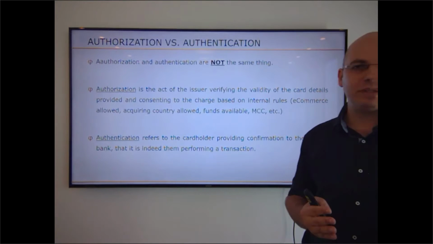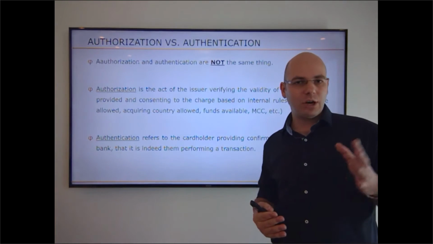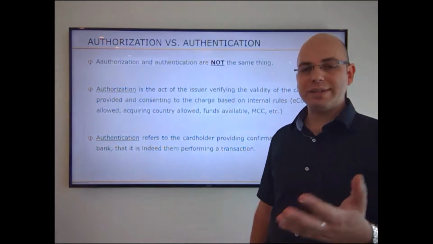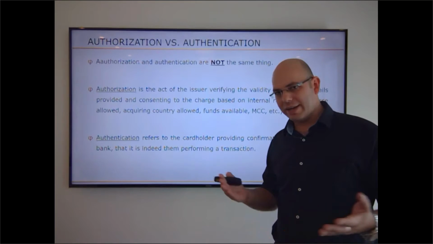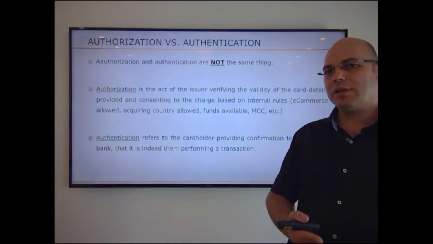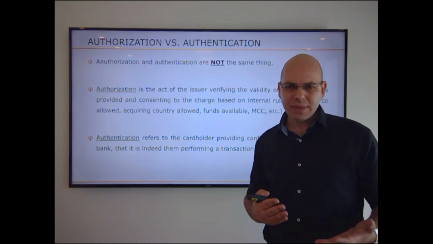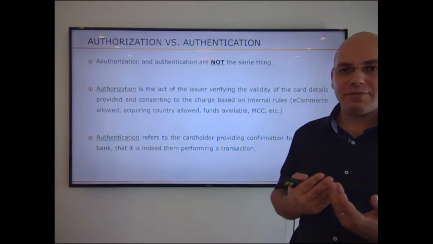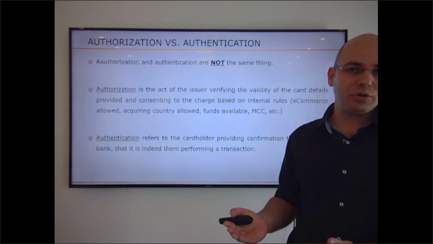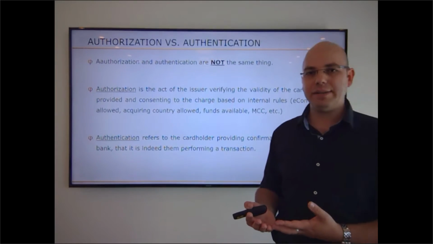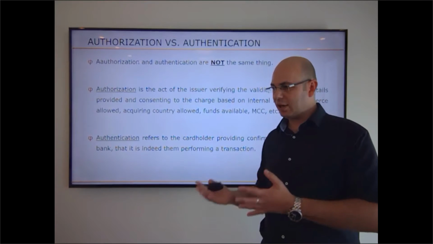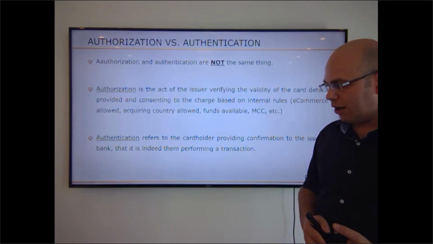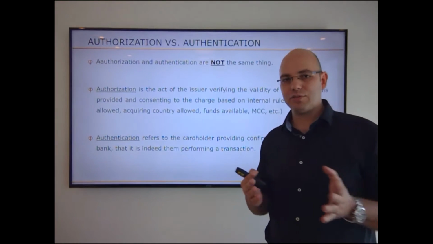So authorization basically refers to the act of the issuer verifying the validity of the card details that the acquirer provided and deciding based on them whether to accept the transaction or reject it. So this would be done based on a variety of parameters, such as does this card allow the cardholder to use it online? Is the acquiring country allowed? Maybe the acquirer sits in a country that is blocked. Are there available funds to the cardholder in order to complete the purchase? Is the MCC, the merchant category code, something that is authorized for this cardholder or in general for the country where the issuer is located? So all of these parameters and more would be parameters that the issuer would look into before authorizing the transaction.